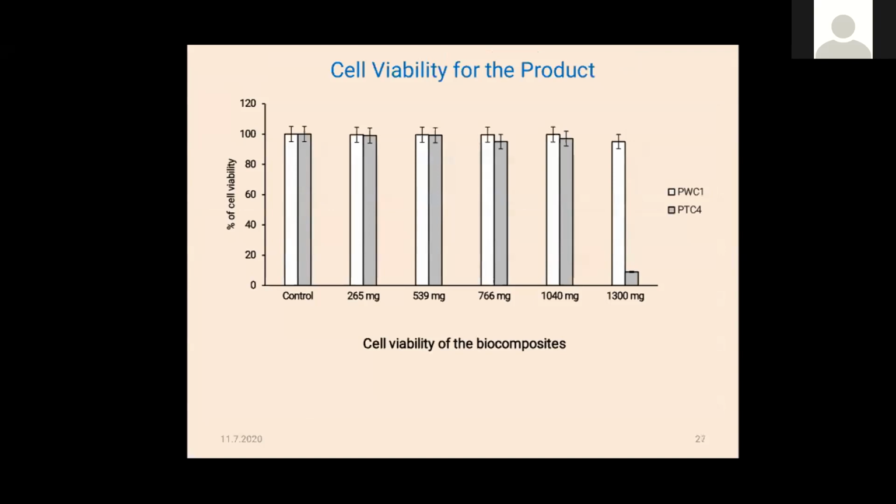The next one is cell viability for the product. Cell viability matters because it is going to be used in our mouth, and in our saliva, epithelial cells are present. So I collected epithelial cells, and in different compositions ranging from 265 to 1300 milligrams of cells, I tested the cells in the presence of my product. I proved that 100% of the cells are viable in some compositions.